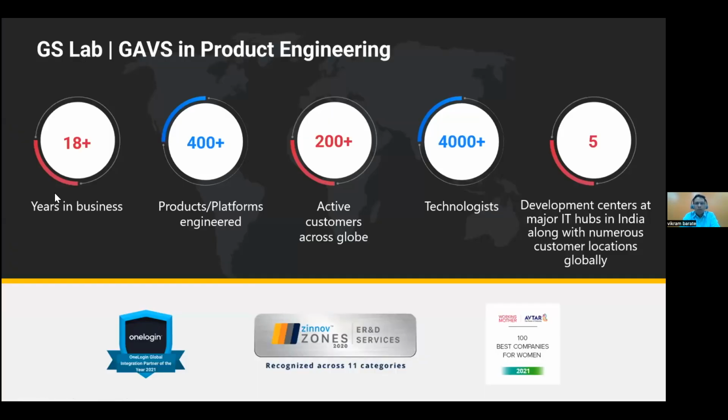So before that, let me give a quick background about GS Lab and GAVS. Together we are a 4,000 strong engineering team. We have a very good presence in India in four major IT hubs: Pune, Hyderabad, Bangalore, and Chennai. We are in business for 18 plus years, serving more than 400 product engineering customers. We also have a very good presence in the US, on the East and West Coast, and in London.